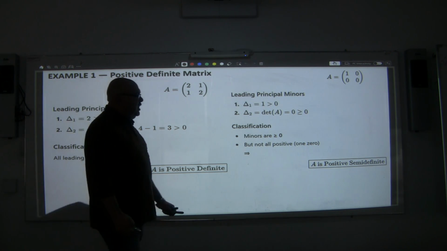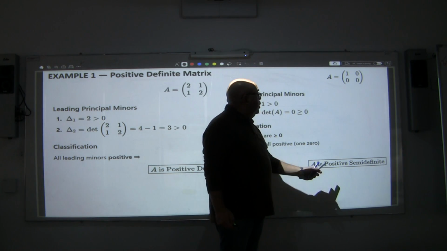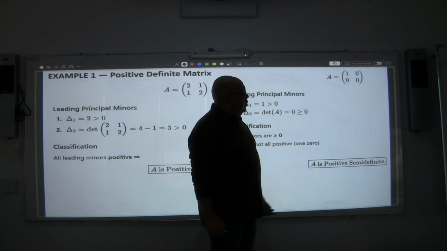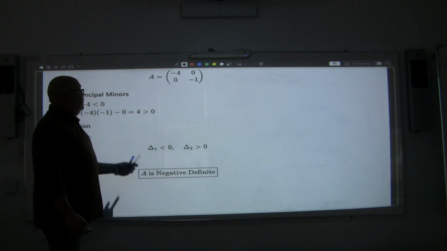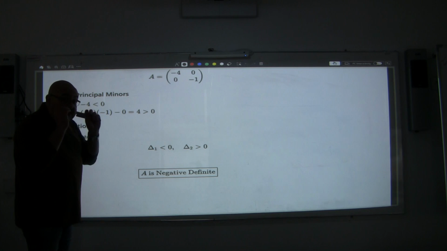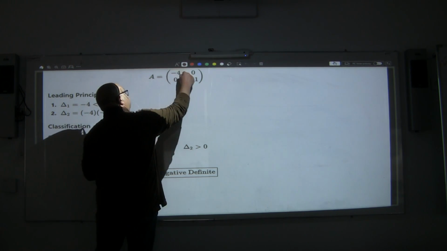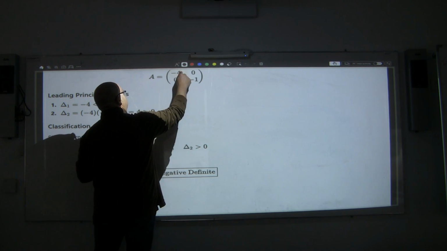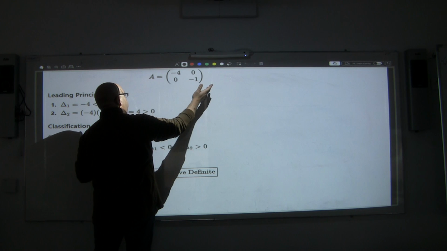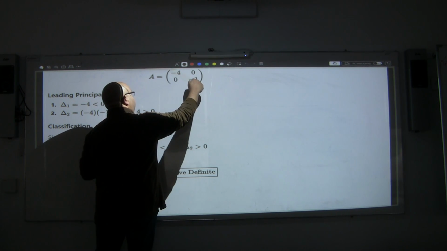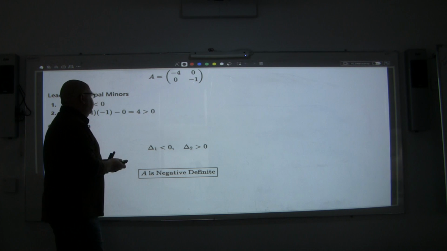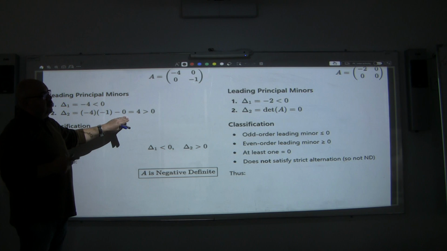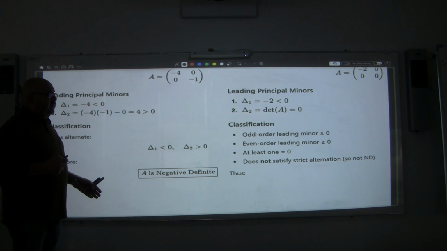Of course, this is the second case with a positive semi-definite, because the first determinant and second determinant are greater than or equal to 0. That's the case when the first determinant is negative, while the second determinant is positive. The first determinant of the first matrix is negative 1. Negative 4 times negative 1 is positive 4, minus 0, so the second is positive, which means you will have a negative definite case. If one of them is equal to 0, like this case, you will have a negative semi-definite.